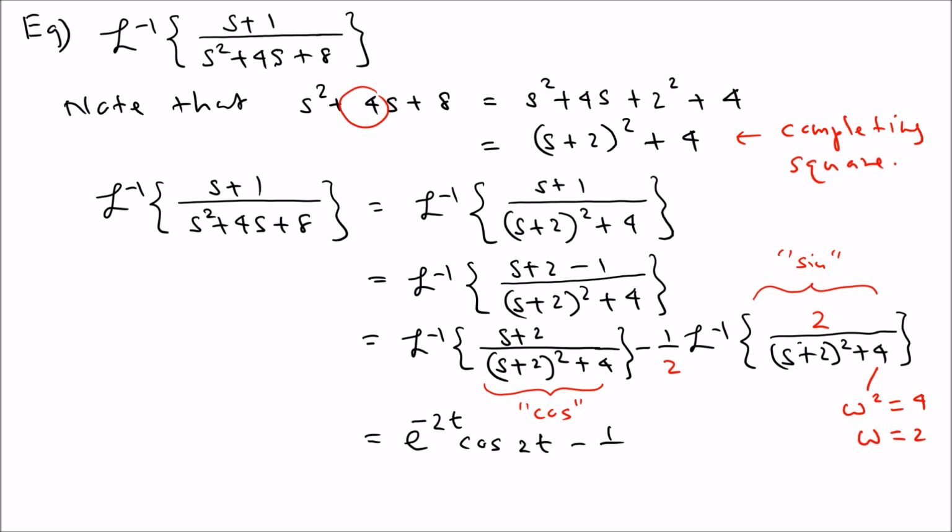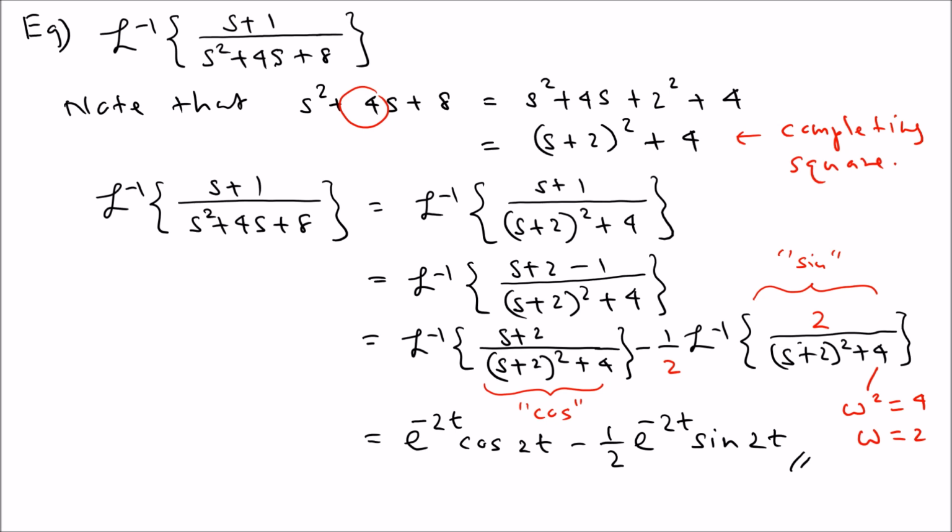minus 1/2. So what happened here is the sine, again, we also have the shifting term because we have s plus 2. That's going to shift. So that means it is e to the negative 2t sine 2t. So that's what you get. Okay. So you can see that there are certain problems that you can use this shifting technique for, right?